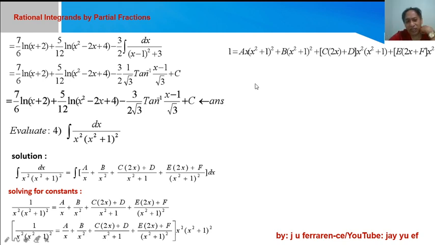Okay? Now, to identify, if there are several constants appearing in our equation, and there are a limited number of zeros of the denominator, the best method to solve for the constants is not assigning values, but the equating of the coefficients of similar terms. Do not assign values, because if you assign values, the only value here that can make the denominator 0 is x equal to 0.